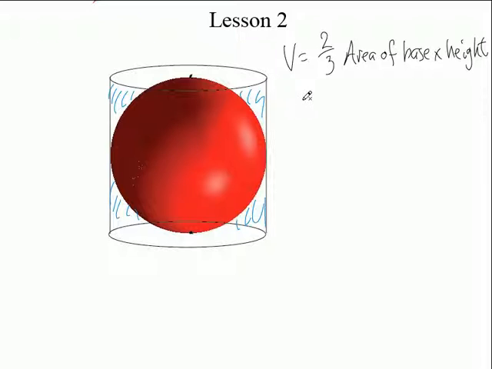So really, that's all you got to remember is the 2/3. That's what's cool about learning it this way, is that it's the area of the base times the height, but then you take 2/3 of it. So basically, you multiply it by 2, then divide it by 3. That's taking 2/3. Does it make sense?